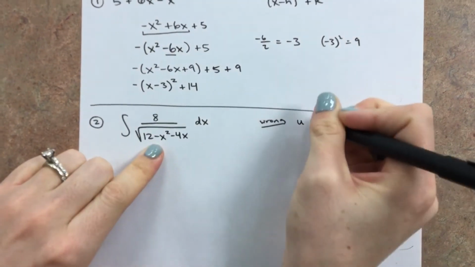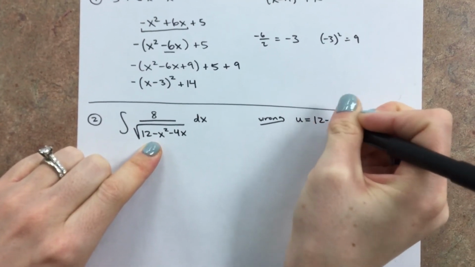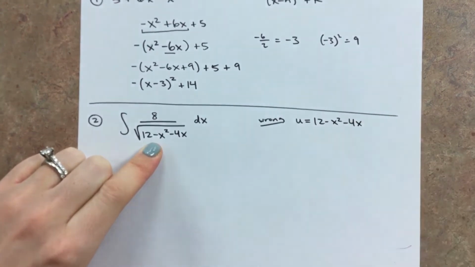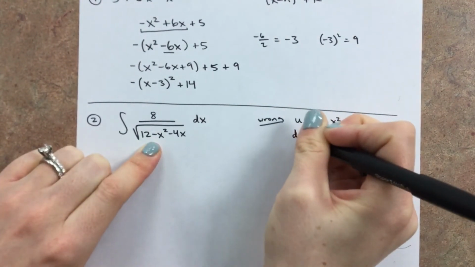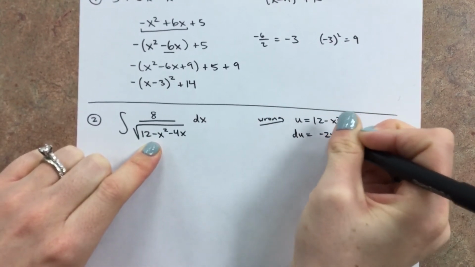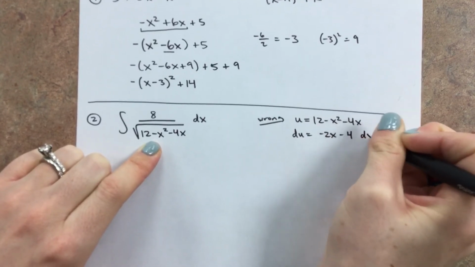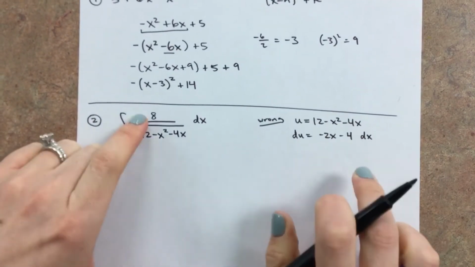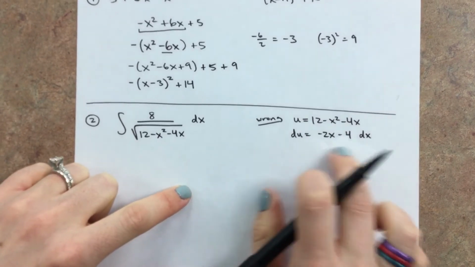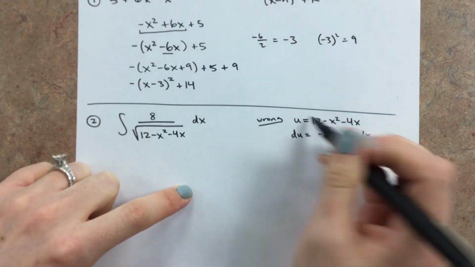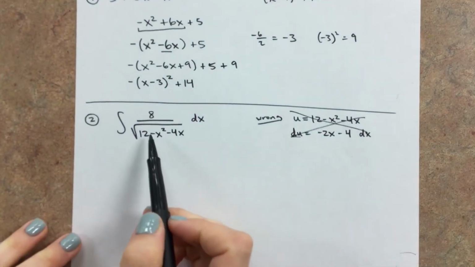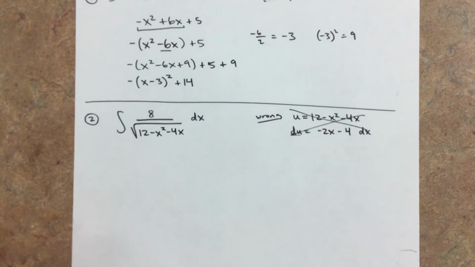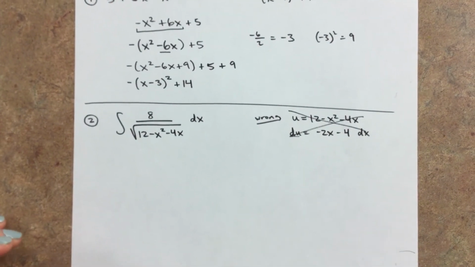You might look at this underneath the square root and think, oh, this would make a great u substitution. And then you do your du and you get a negative 2x minus 4 dx, and none of that stuff is anywhere else here. And remember, you can't just manipulate variables, so this is a no-go. That does not work. So when you have a square root in the denominator, it's probably inverse sine, like we learned yesterday.